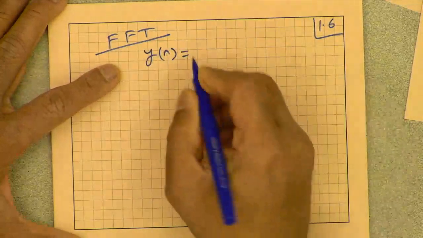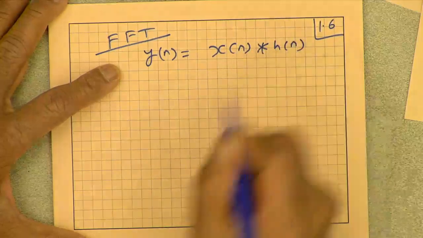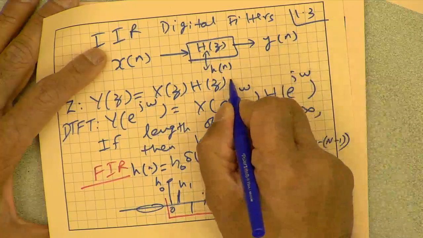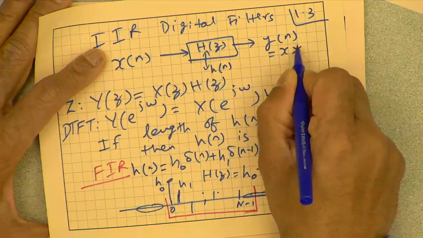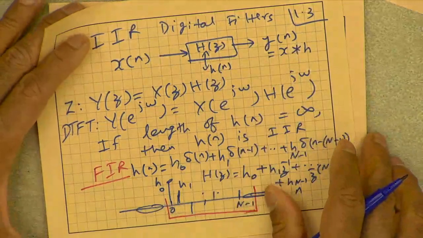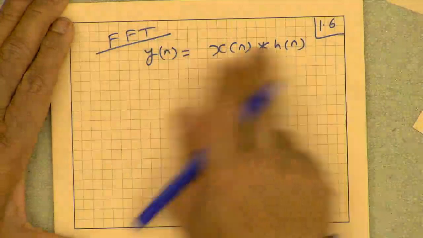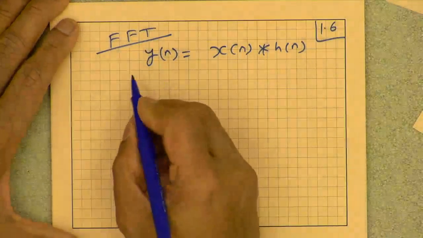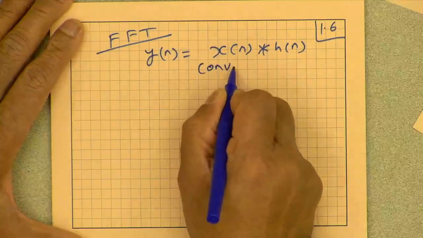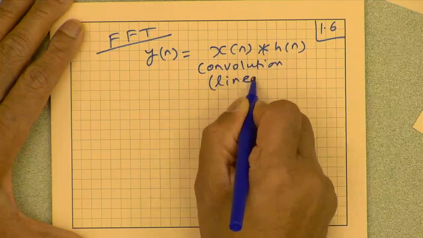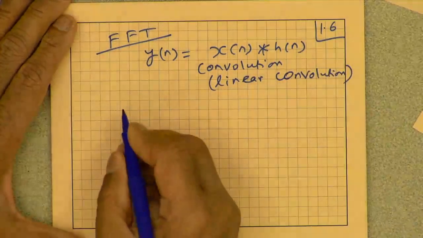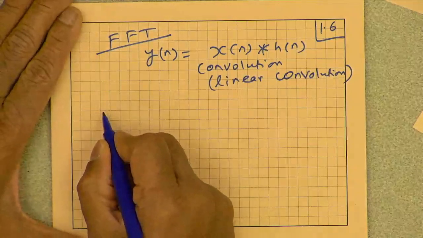So my objective is to compute yn equal to xn convolved with hn. That's the goal here: the signal xn processed through the filter computes the output signal y, which is the time domain convolution of x and h. We can't compute this exactly by FFT, but under certain conditions, we can compute the so-called linear convolution. The word convolution is simply sometimes called linear convolution, and we use the word linear only when we want to differentiate this from FFT.